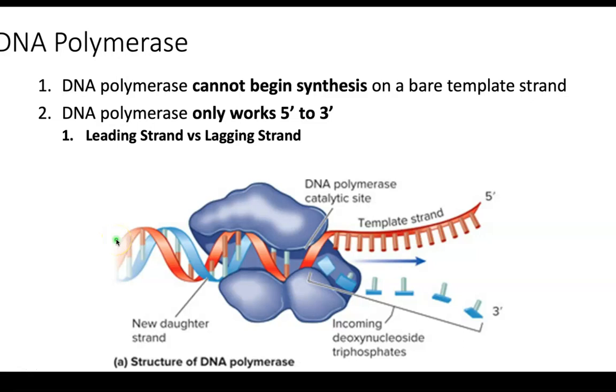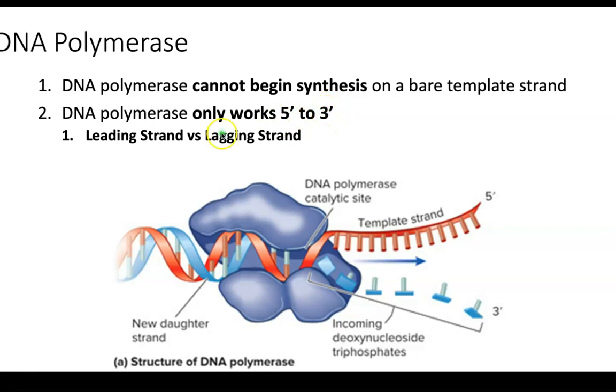Okay, so let's talk a little bit about how we actually make that strand. I told you about all the proteins you need to be able to break apart the strand and get the strand started, but we're going to have a little bit of a challenge because of two rules. One of those rules is that DNA polymerase cannot begin its synthesis on a bare strand. So we need to add a primer every time we start synthesizing new nucleotides with DNA polymerase. And the other issue is that DNA polymerase only works in a 5' to 3' direction, so it will only add new nucleotides as it moves from 5' to 3'.